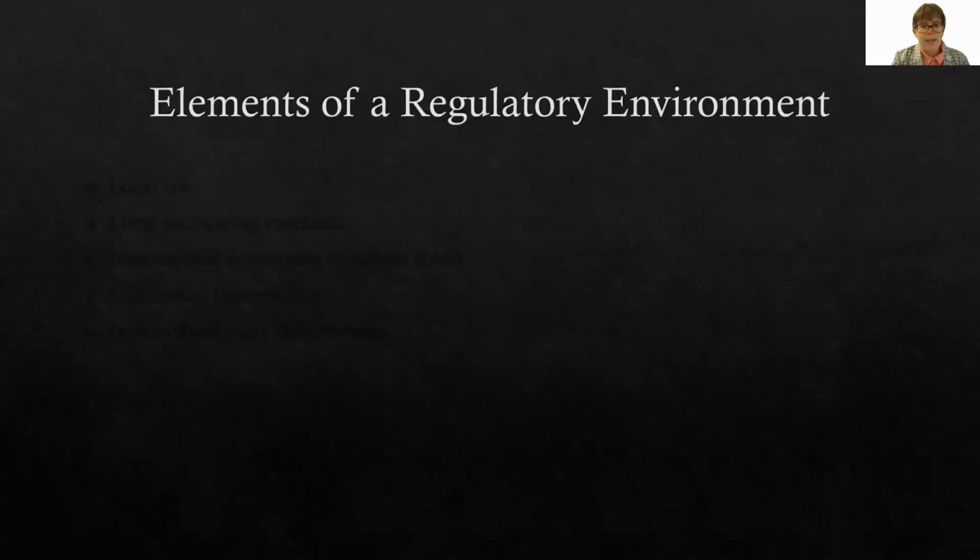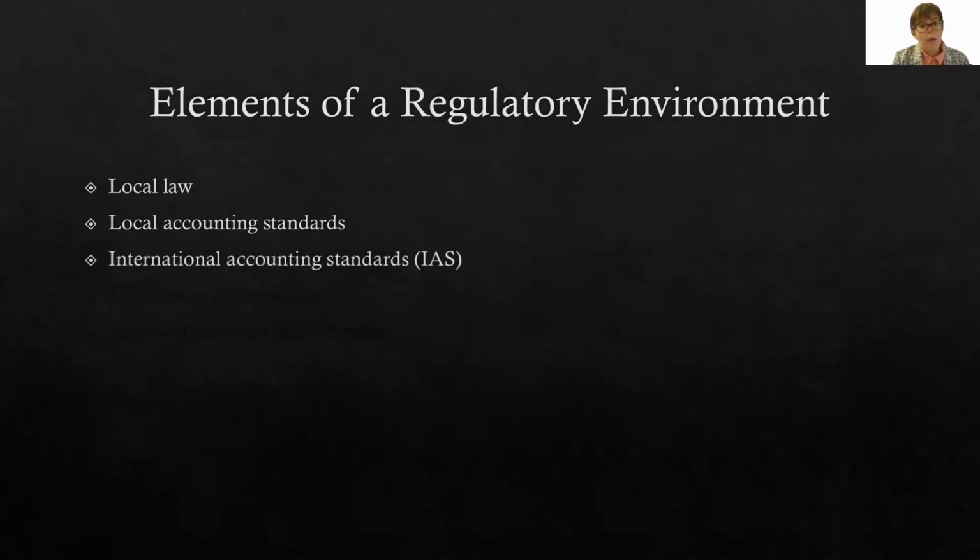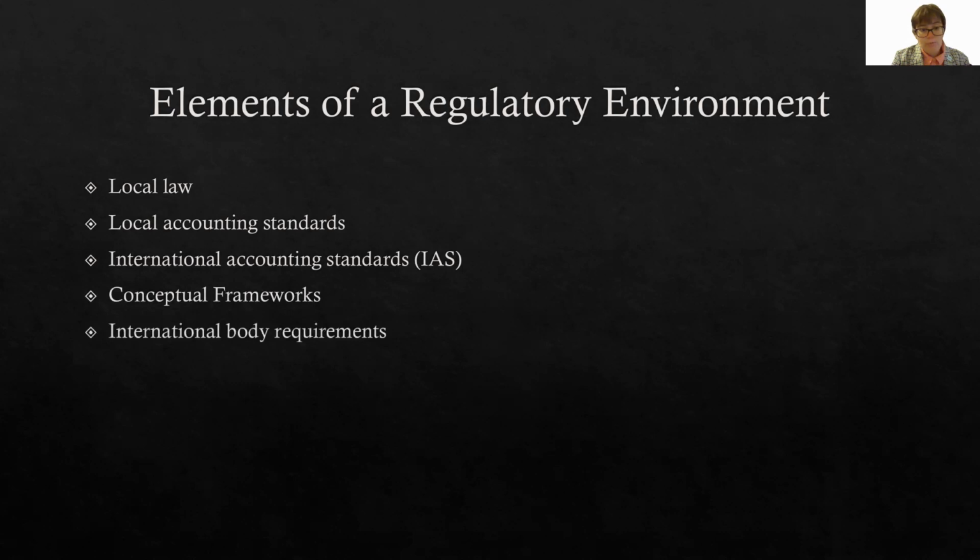Elements of a regulatory environment then. Firstly, we have local law. We have local accounting standards. We have international accounting standards, which are known as the IAS principles. And we have the conceptual frameworks, as well as international body requirements. So all of these will need to be met.